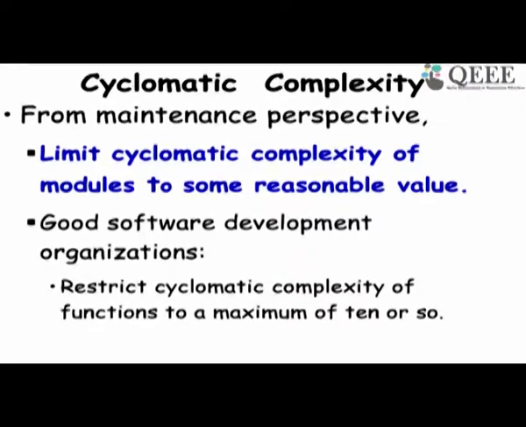Because the program becomes complex, has more bugs, and becomes very difficult to understand when the cyclomatic complexity number increases, many companies require that the cyclomatic complexity value should be low. So if some function or method has a cyclomatic complexity of 50 or so, the code will not be accepted. They restrict cyclomatic complexity to usually 10 or so, so that somebody can understand and maintain the code.